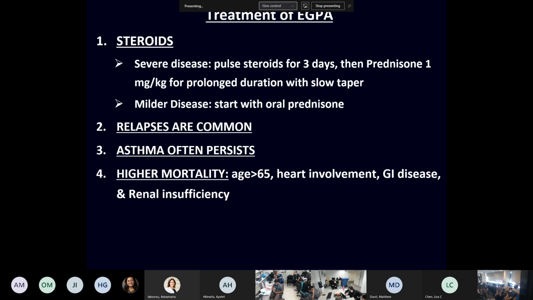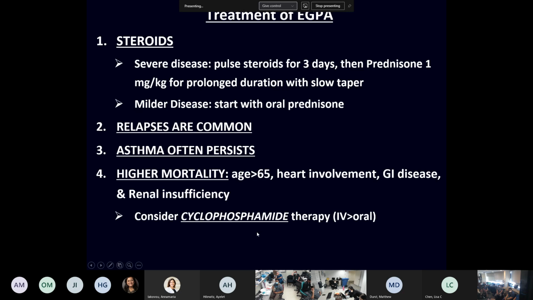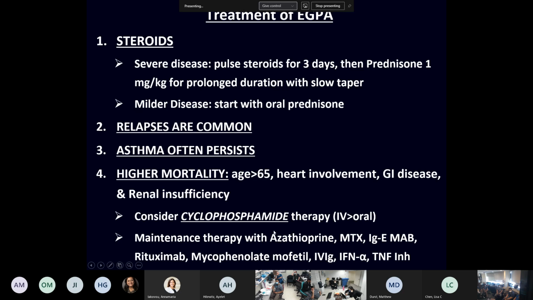What are the risk factors for higher mortality? Age greater than 65, cardiac involvement, GI involvement, and renal involvement. These patients you would consider giving cyclophosphamide or other steroid-sparing agents like azathioprine or Cellcept or rituximab.